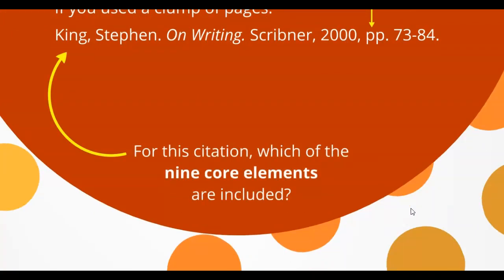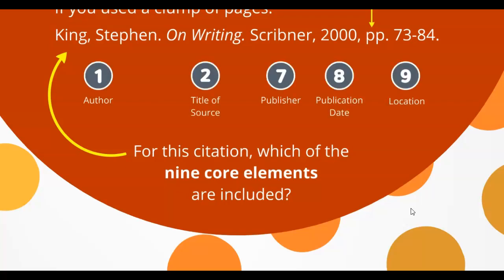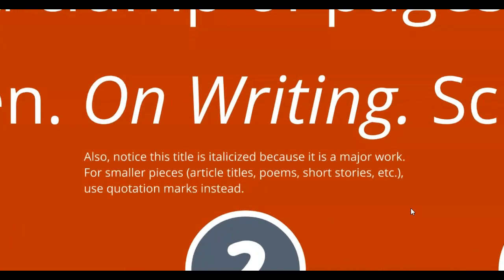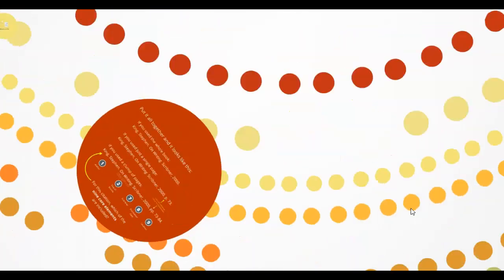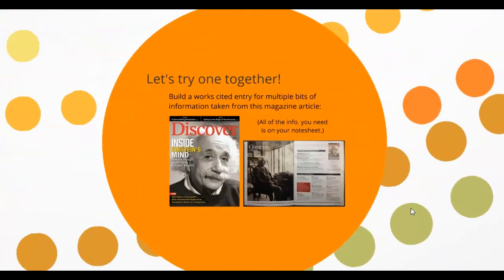So for this citation, which of the 9 core elements are included? Well, you've got your author, number 2, the title of the source, number 7, the publisher, number 8, the publication date, and then number 9, the location. I just covered this, but notice that On Writing is italicized because it's a larger work. But again, for smaller works, such as article titles, poems, short stories, songs, etc., you would use quotation marks instead. And that would also pertain to a Netflix series. The name of the episode in quotation marks, and then the name of the show would be italicized.